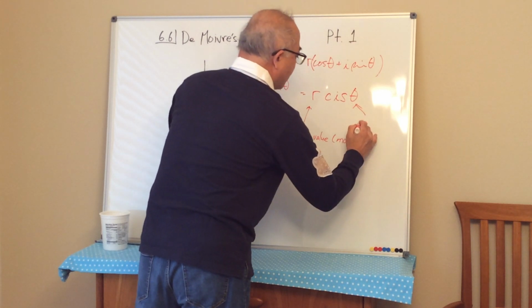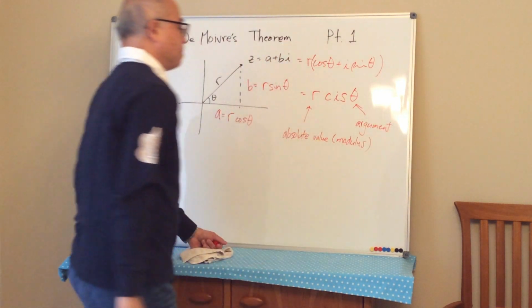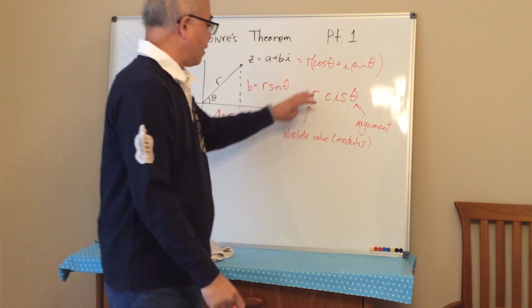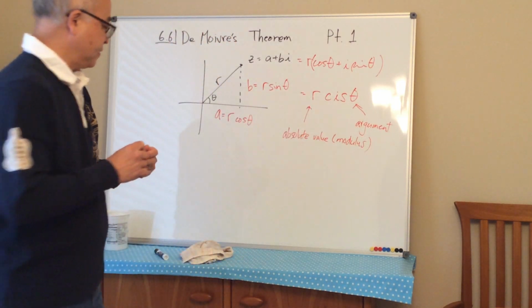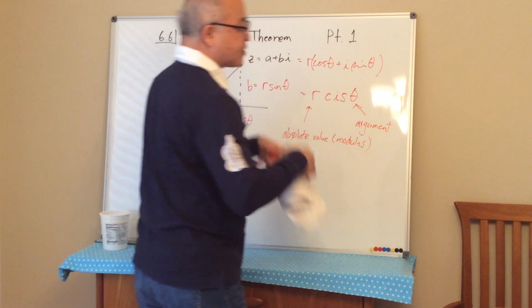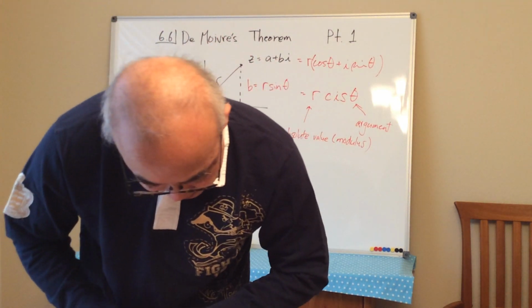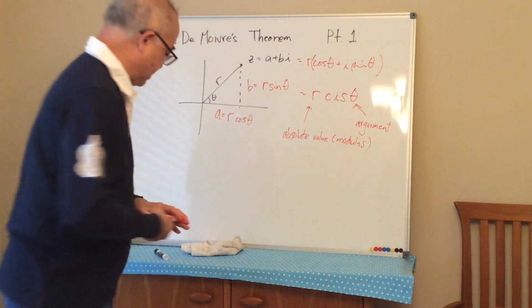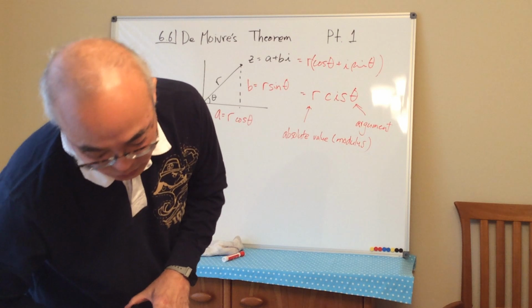Theta is called the argument. So we have the absolute value here, and then we have the argument. Let's see how this actually works. Let's see if we can do example 2 and turn these two into polar form.